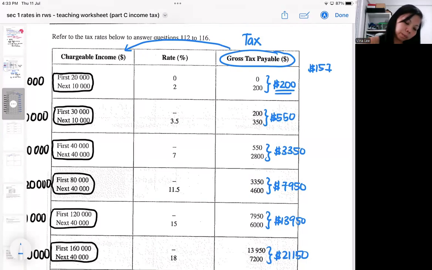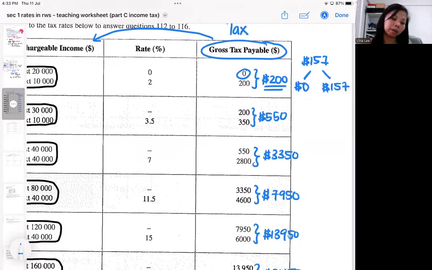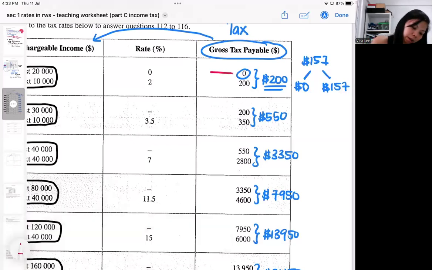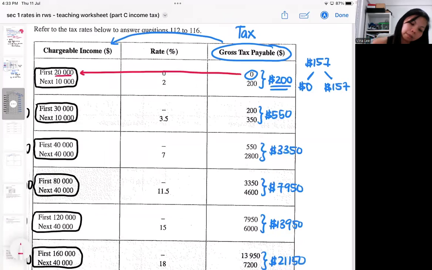So where does this 157 come from? It comes from $0. So remember your tax is always two baskets. In this case, the first basket is $0. The second basket is 157. So if you trace backwards, $0 comes from a 20,000 basket. And then the 157 actually comes from 2%. That means this one is 2%.